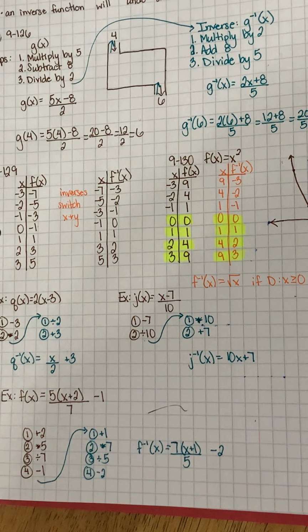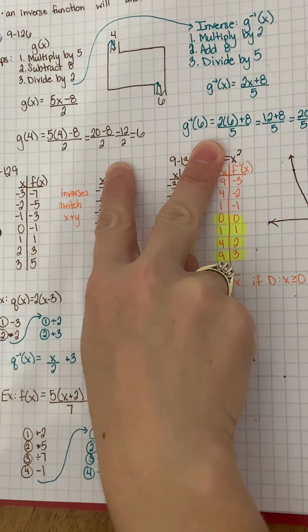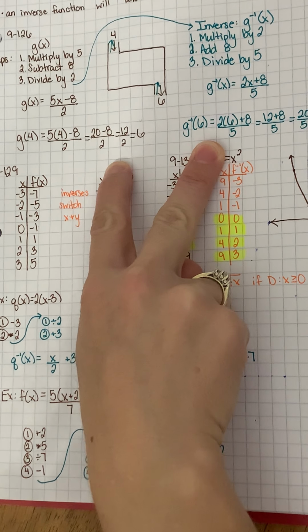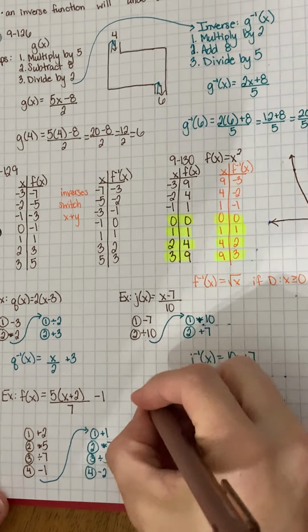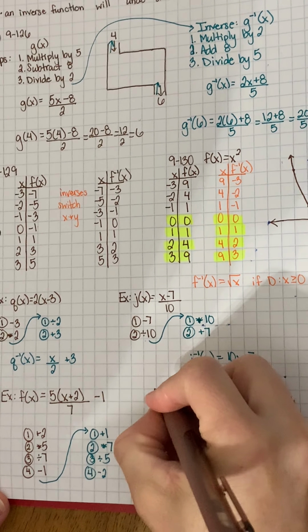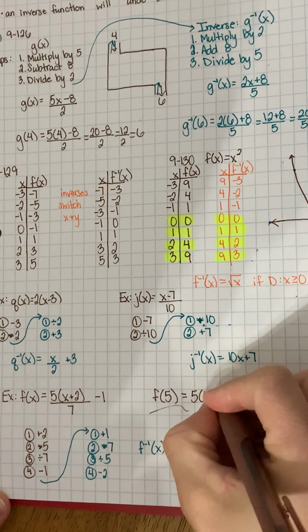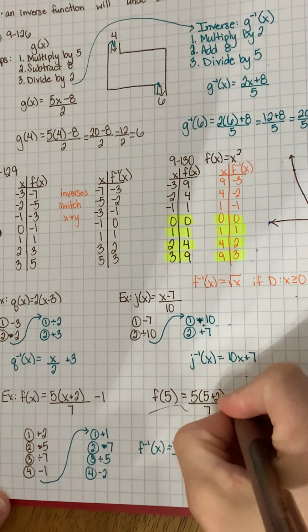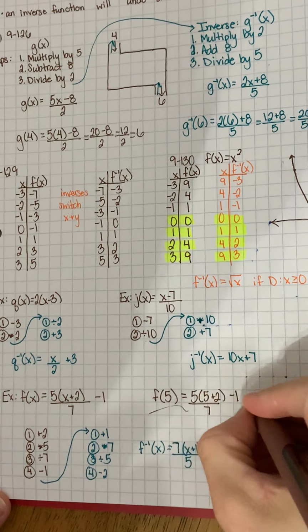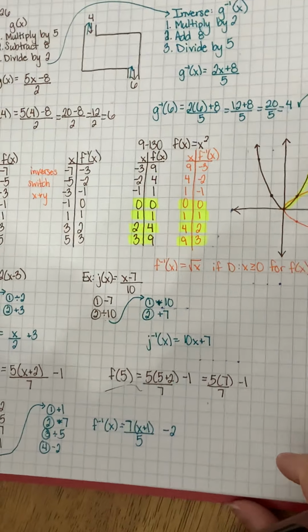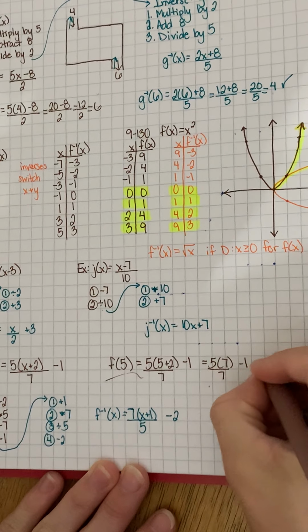And remember to check to see if you did an inverse correctly. That kind of brings us back to that first example. You can plug in a number. So let's just say, for example, if I find f of 5, that means I'd plug in 5. And I would just follow my order of operations to simplify this. So 5 plus 2 is 7, 5 times 7 divided by 7 minus 1, which would be 35 divided by 7 minus 1. So 5 minus 1, and I'd get 4.